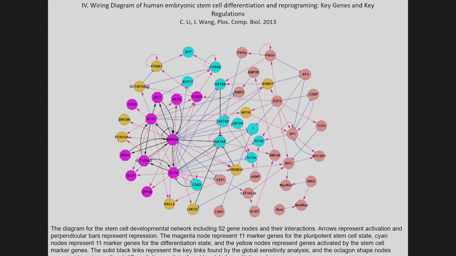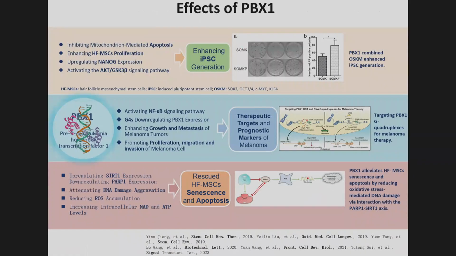So we identified quite a few. The octagon shapes are the important genes, and the solid lines are the important regulations. And one thing that we found, some of them are consistent with what has already been found in the experiment. But one of them we found is this PBX1. This is not commonly studied. So an experimental group heard our studies, and they decided to go ahead and look at this particular gene.